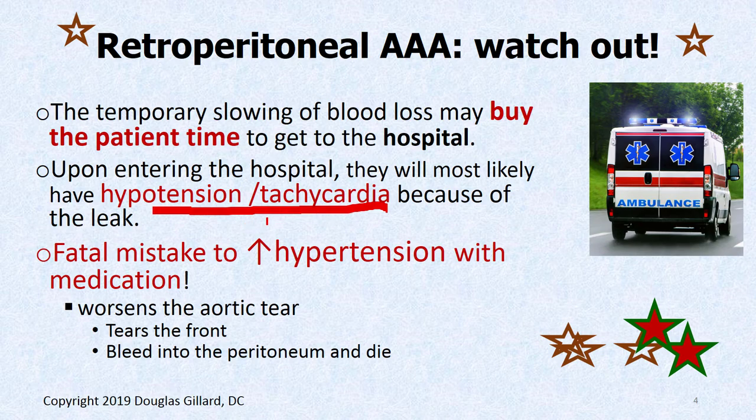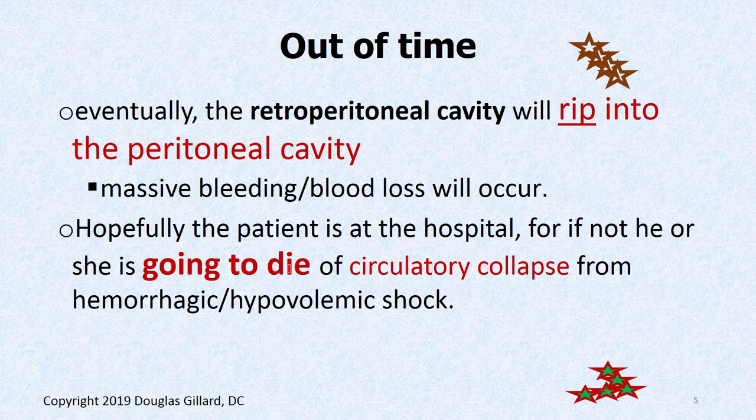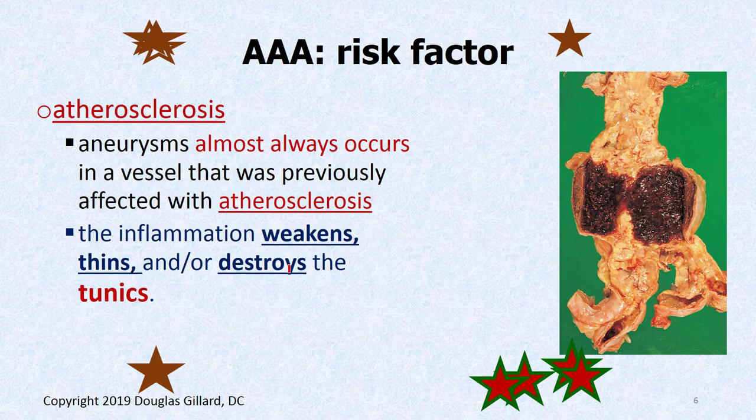And you better make sure that they don't have a bleeding abdominal aortic aneurysm before you give them fluids, because it happens all the time. Fatal mistake. If the hospital staff gives the patient fluids and raises the pressure, there goes the compartment syndrome. It pops into the peritoneal cavity and they die. So you have to be really careful with that and look at the other signs. Eventually the retroperitoneal cavity will rip into the peritoneal cavity, and then you're going to die. Circulatory collapse, hypovolemic shock.